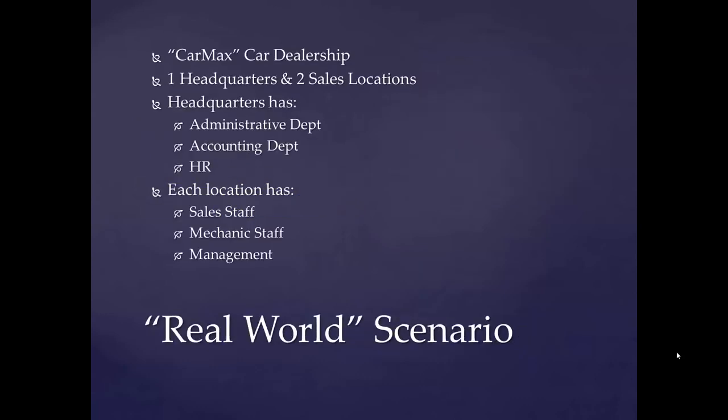We're going to provide some realistic examples of how Active Directory might be set up, and we're going to go through and actually configure it as if we were starting fresh for a real business. So we're going to be working with the imaginary CarMax dealership. It has one headquarter location and two sales locations. The headquarters has an administrative department, accounting, and HR, and then the two locations have sales staff, mechanic staff, and management. So we're going to go into Active Directory, set up these different objects, and go from there.